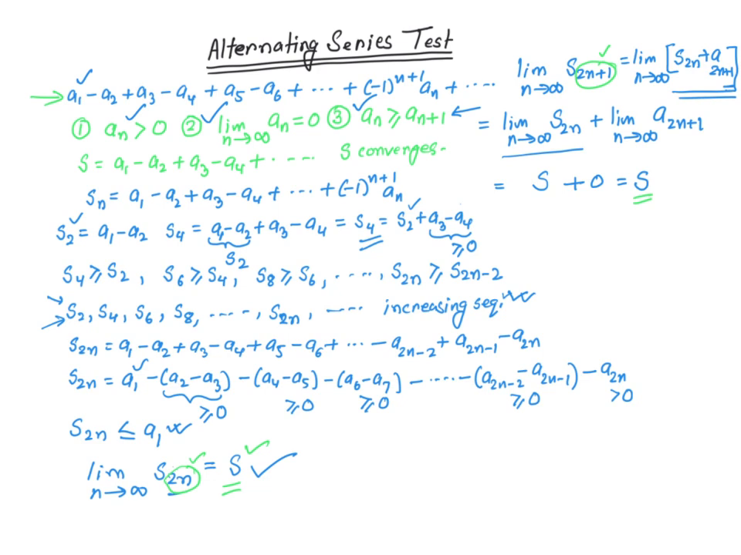So the alternating series test tells you if you have an alternating series with the following characteristics, each term is greater than 0, limit as n approaches infinity of A sub n is 0, and A sub n is greater than or equal to A sub n plus 1, then the series must converge.